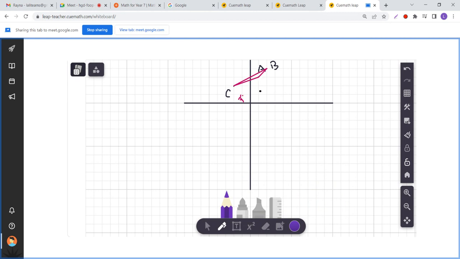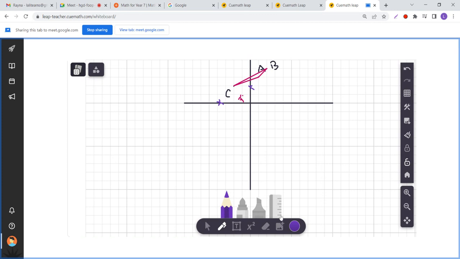A moves 1, 2. How many points down does it move? 1, 2. So 2 down and 2 left. So B also moves 2 down and 2 left. That is 1, 2, and 1, 2. B is going to be here. And C moves 2 down and 2 left. C is going to be here.